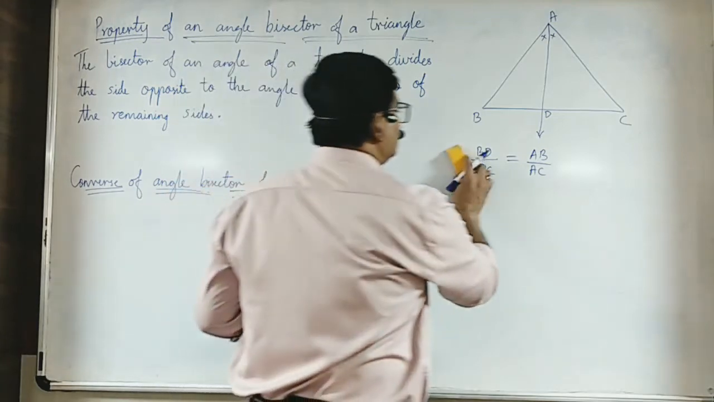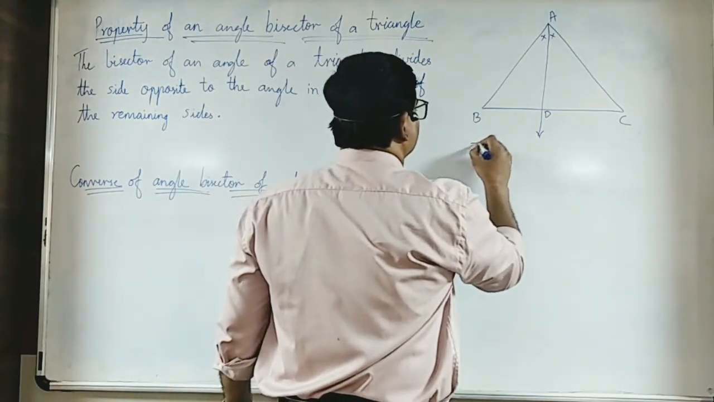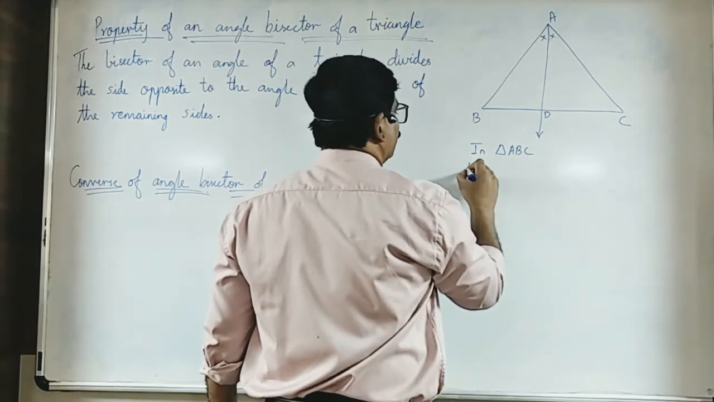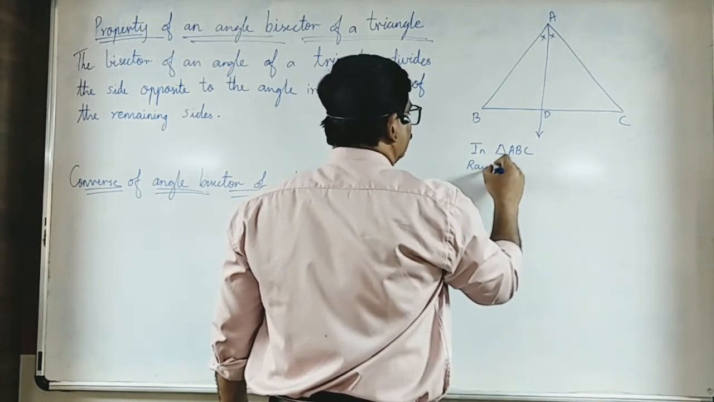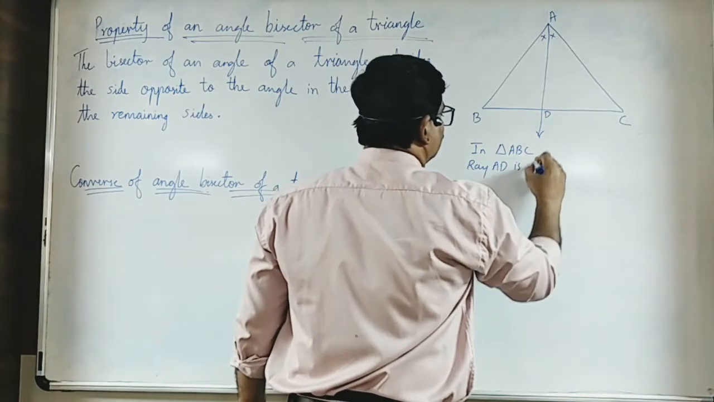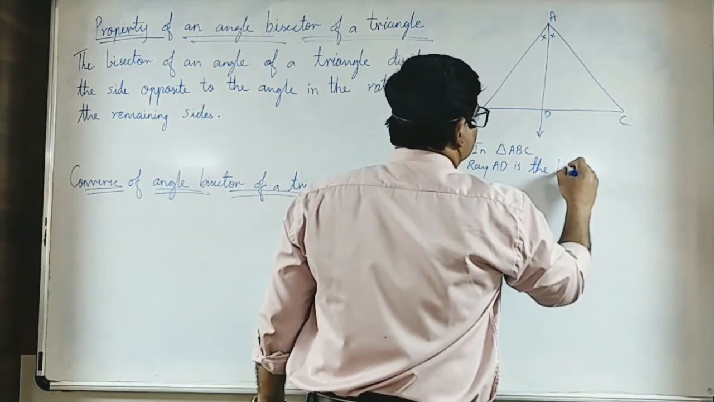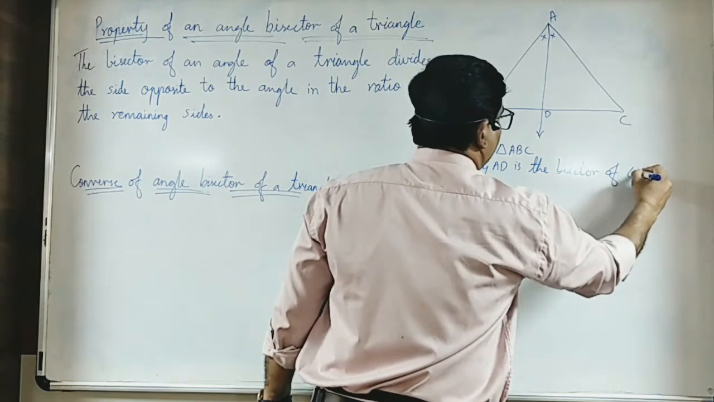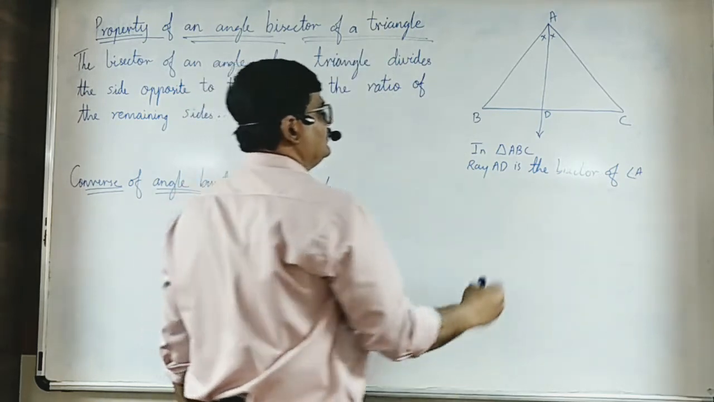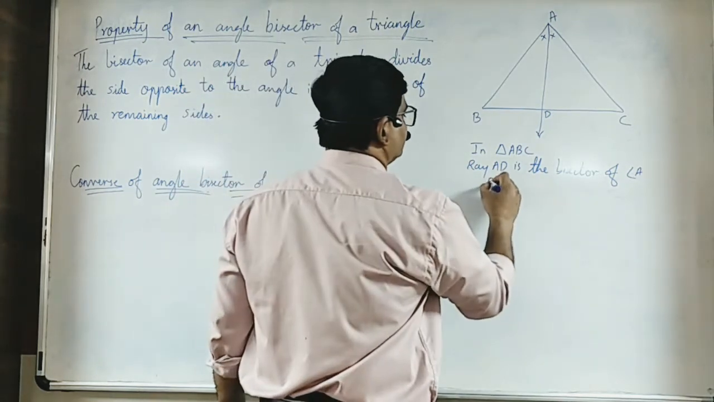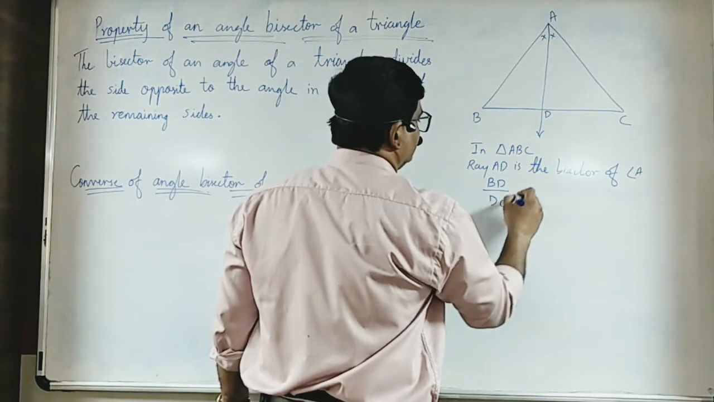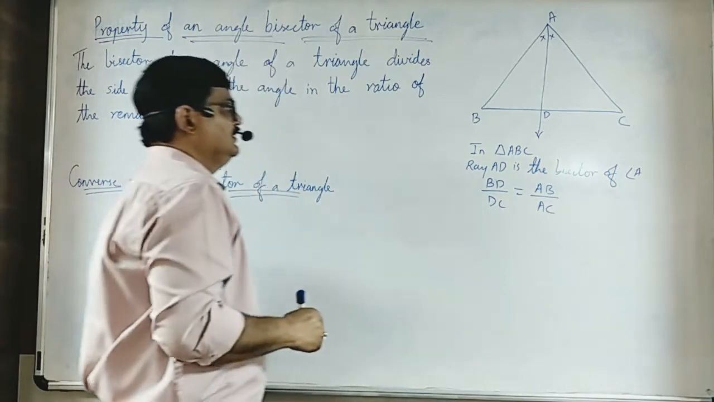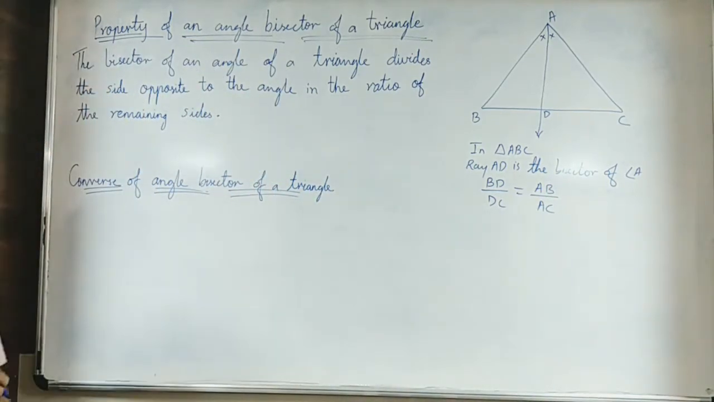If I want to write it here: in triangle ABC, ray AD is the bisector of angle A. Therefore, you will get BD upon DC is equal to AB upon AC. This is how you get it. That is called the property of an angle bisector of a triangle.